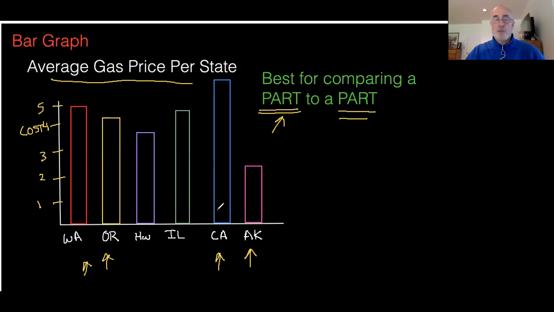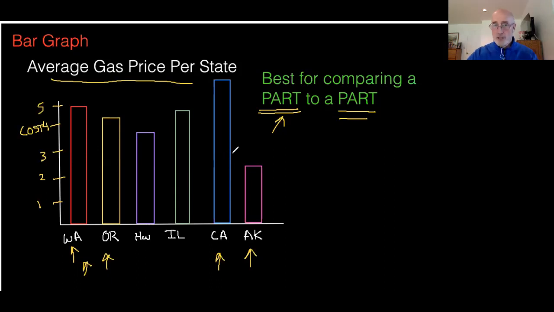And if they ask you, well, how is Washington doing, average-wise? How's the state of Washington? I can go over here to the far left. Washington's gas looks like it's about above average. It's not cheaper than average, but it's a little bit more expensive, looking at my chart. But for the most part, again, part to part, that's what we're comparing when we're using a bar graph. Visually, it makes that real clear.